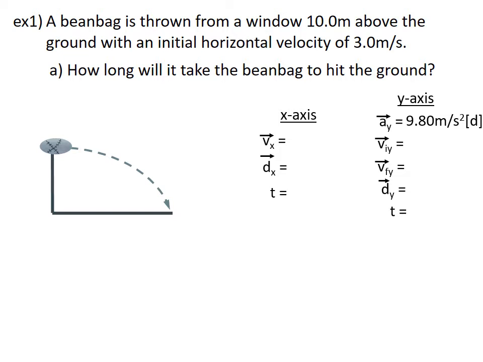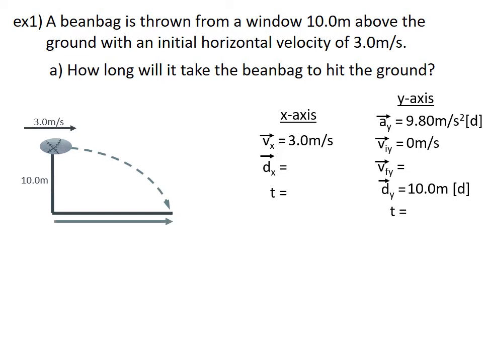It says the beanbag is thrown from a window that is 10 meters above the ground. That is a displacement in the y-axis, so my displacement in the y is 10.0 meters down. It has an initial horizontal velocity of 3 meters per second, so it's traveling 3.0 meters per second in the x direction, so that is going to be my velocity in the x direction. And it says that it is traveling horizontally. It is not traveling vertically at all to begin with, so the initial velocity in the y direction is 0 meters per second.